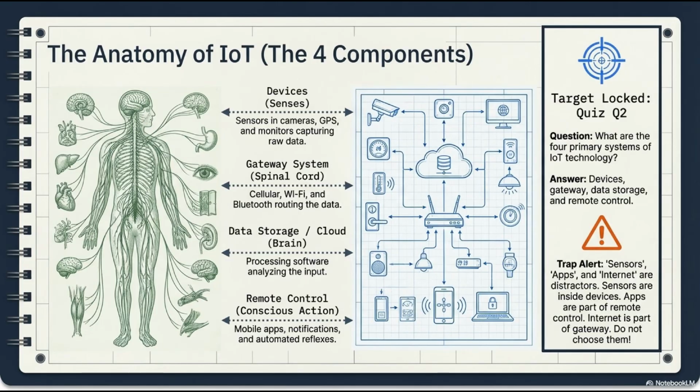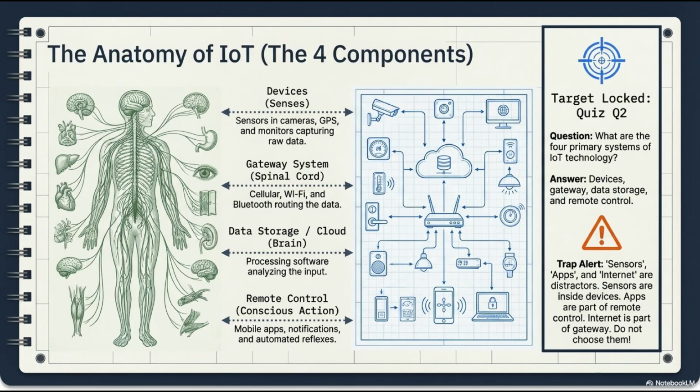Right. And just like your eyes need a way to send what they see to your brain, IoT devices need the gateway system. Think of the gateway as the spinal cord. So it's routing the raw data from the senses. Exactly, using Wi-Fi, Bluetooth, cellular, whatever, and then that data travels up the spinal cord to the data storage or the cloud. Which acts as the brain. The software that actually analyzes the input. Like it realizes, oh, hey, that video feed shows a trespasser. You got it. And finally, you have remote control, which is the conscious action, like the mobile apps or automated relays taking action based on the brain's analysis.